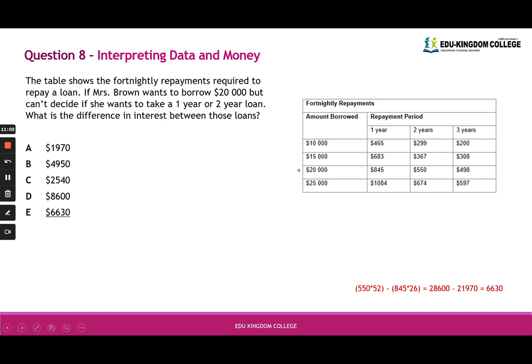So, we look at this $20,000 section, and so for the 1 year we see that it's $845, and 2 years it is $550 per fortnight. So what we do, we just do 550, multiply that by 52, and we take away 845 multiplied by 26.